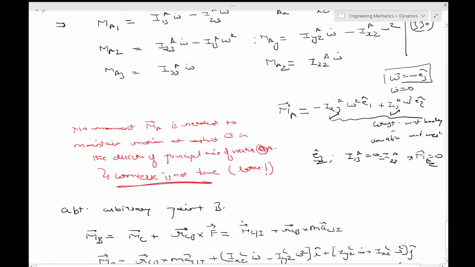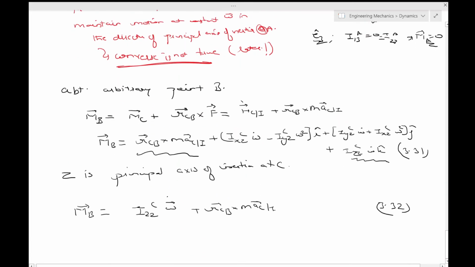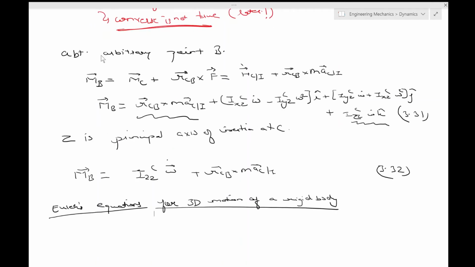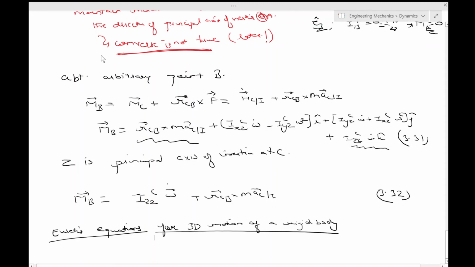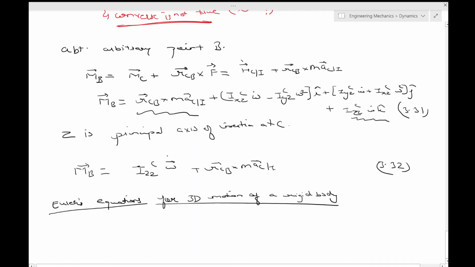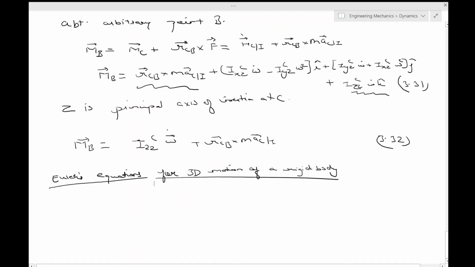Okay, so we now discuss another special case, which is the Euler's equations for three-dimensional motion of a rigid body. We want to first use the principal axis at A, just so that the expressions become simpler. And our point A is exactly as it was before, so let's put that down in words.